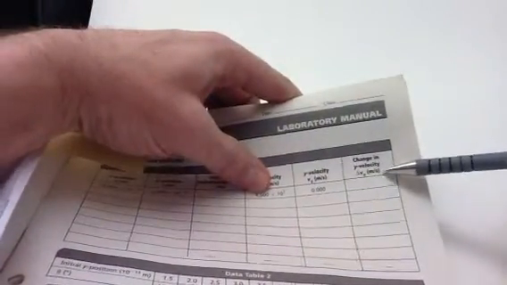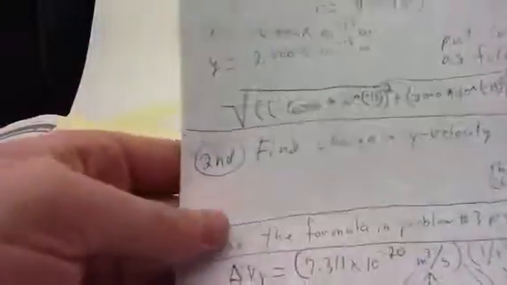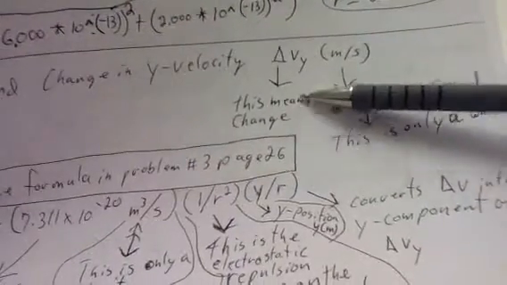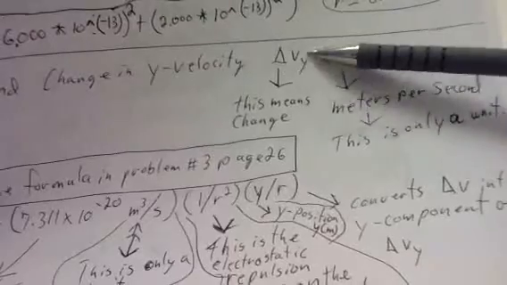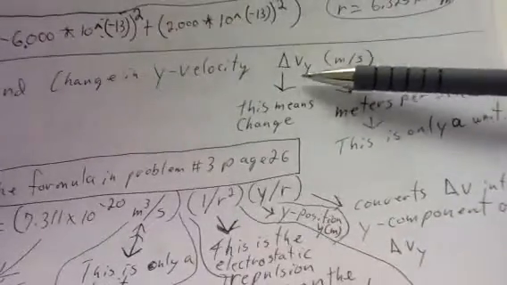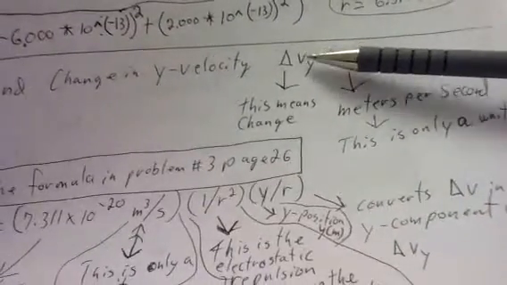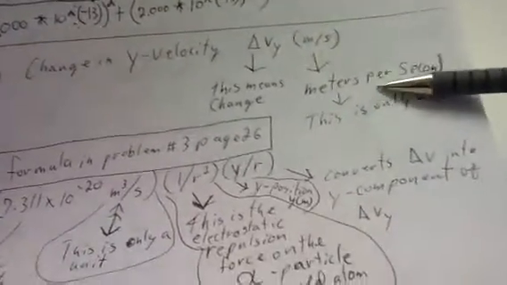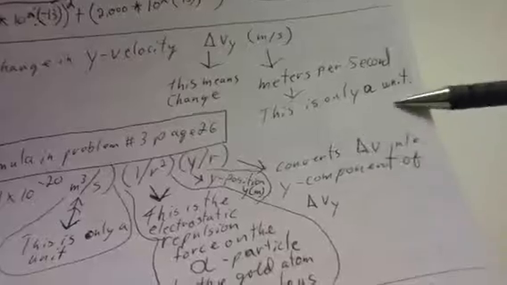So we need to find the final velocity, which is right here on this table right there. Change in y velocity. Okay, to do that we go to step 3 on page 26, which is right here. Find the y velocity. Now remember that this little triangle here means change. So the change in something. So change in v is velocity y in meters per second. Now the meters per second, this is only a unit, okay?